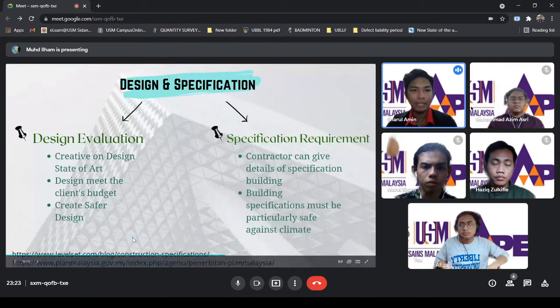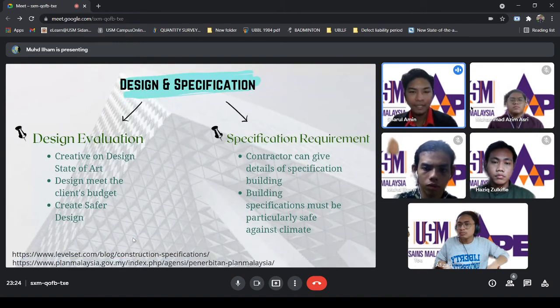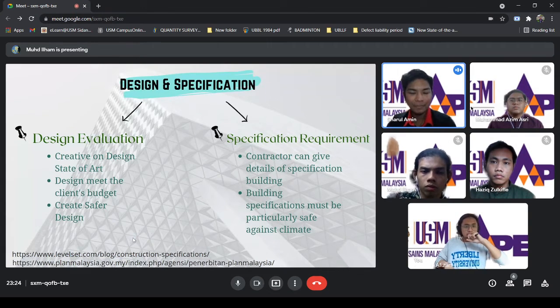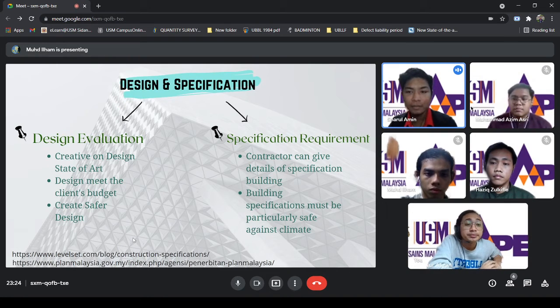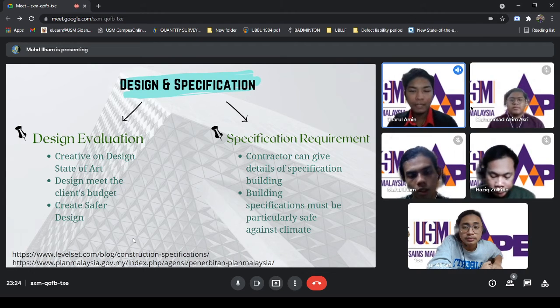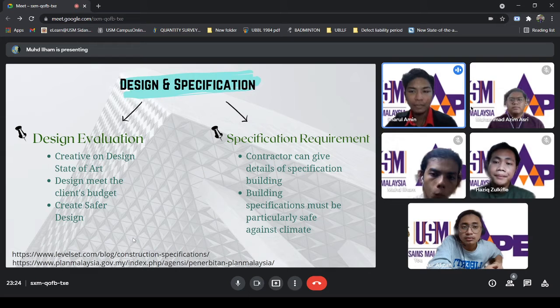Right now, I will explain the next criteria, which is design and specification. The sub-criteria for design and specification are design evaluation and specification requirement. Okay, let me explain design evaluation first. For design evaluation, the contractor team can provide a creative idea on the design of this building, especially state of the art. A creative design that can make this building state of the art can get a higher mark for the scoring. However, the design must meet the client's budget, where the cost of this building is 150 million.